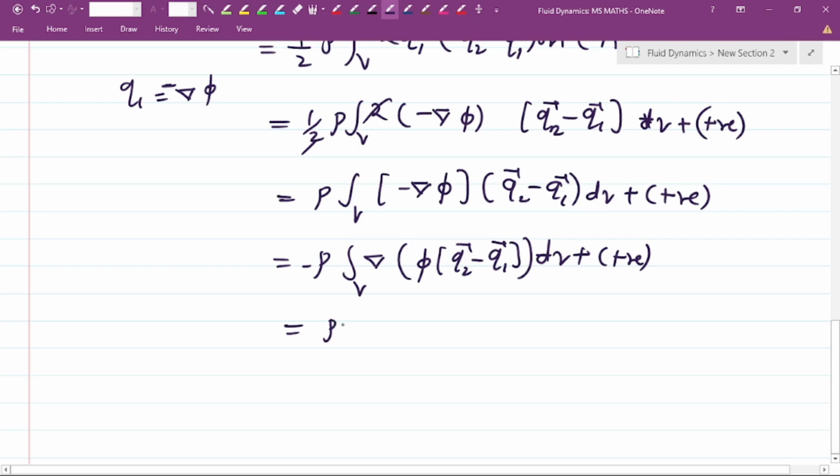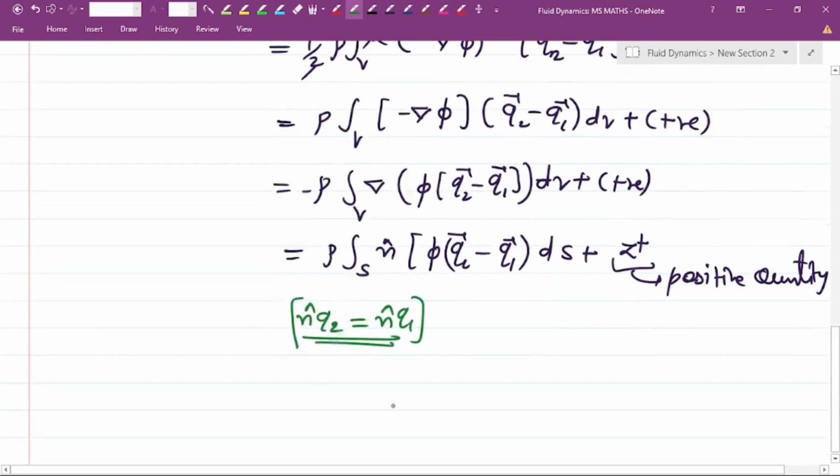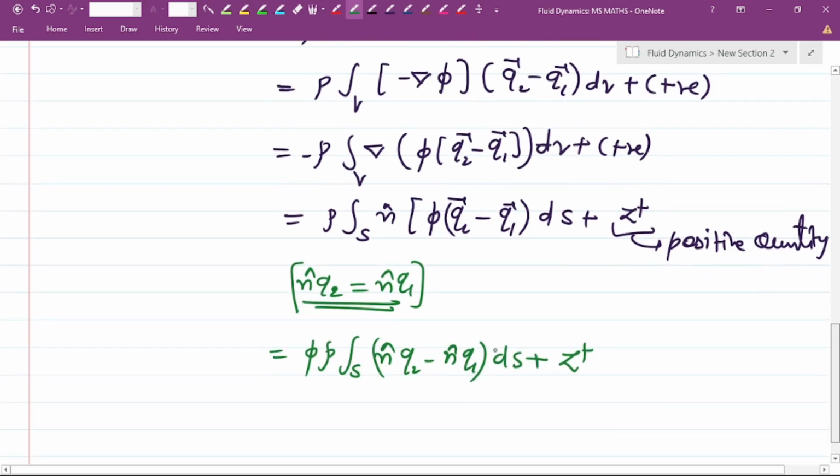So it can be written as rho, density, and it is the surface integral where n cap is the normal, and it is phi, q2 vector into q1 vector ds, where it is some positive quantity. What is this? This is basically the positive quantity. Now in the statement we are given that n cap q2 is equal to n cap q1, it means the normal velocities are equal. If normal velocities are equal, then I can write phi outside. So this will be phi, n cap q2 minus n cap q1 ds plus some positive quantity. This will be 0.